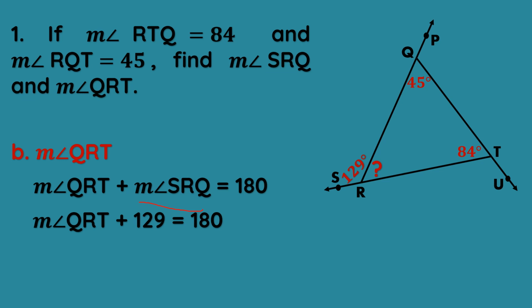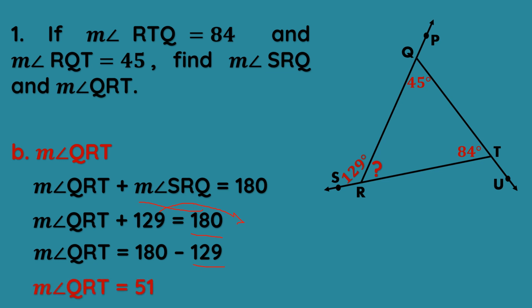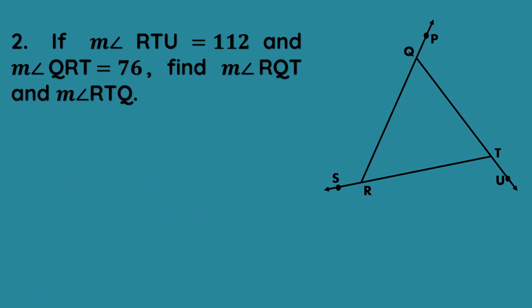By addition property of equality, or by transposition, the measure of angle QRT is equal to 180, then we transfer 129 to the right, and it becomes negative 129. Subtracting 129 from 180, our difference would be 51. So the measure of angle QRT is 51. We now proceed to the second example.